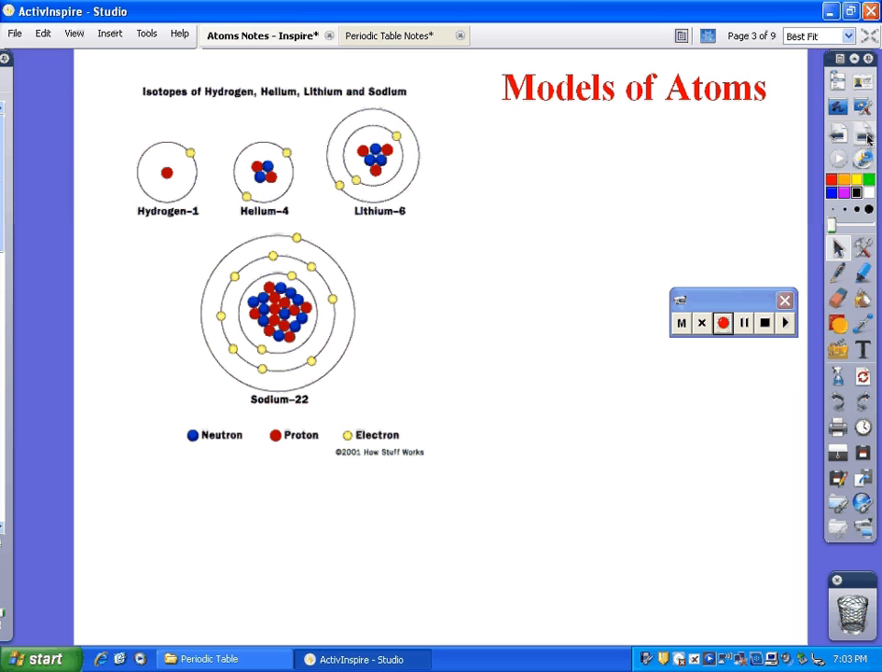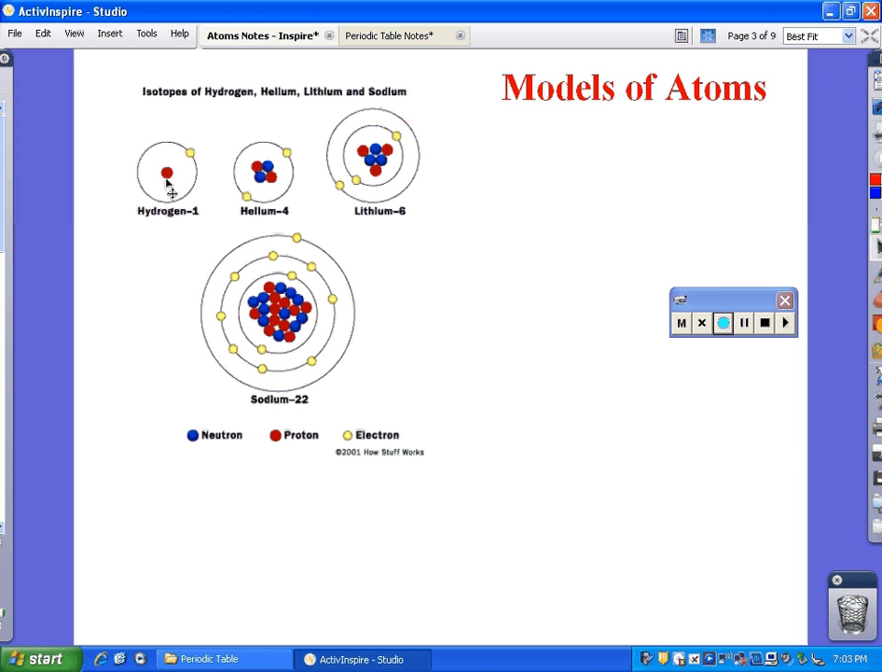Here's a couple more Bohr models, like I was telling you earlier. Hydrogen being the simplest of the Bohr models. Red is protons, yellow is electrons. You'll notice hydrogen does not have a neutron. It's the only element on the periodic table that does not have a neutron. Helium here, you see lithium.